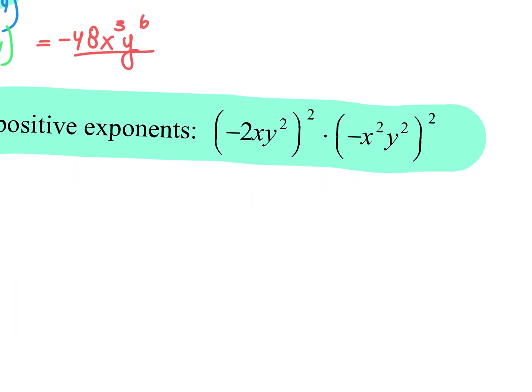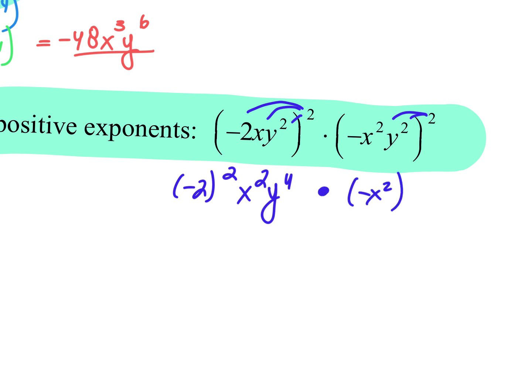All right, same kind of problem. I want to make sure we see. What are we doing here? Multiplying or adding? Do we see any addition signs? No. So what do I have to do first? Distribute. Very good. I'm going to distribute to everything. So I have negative 2 squared x squared y to the 4th. Everybody agree? Times negative x squared squared. And y to the what? 4th.